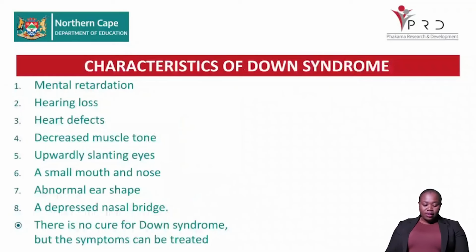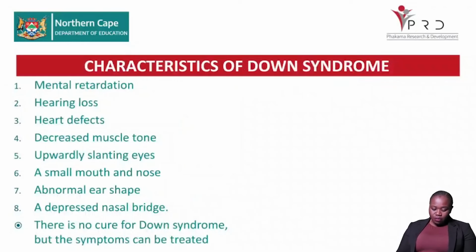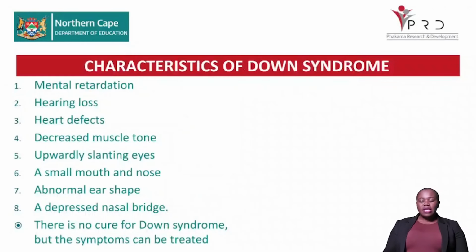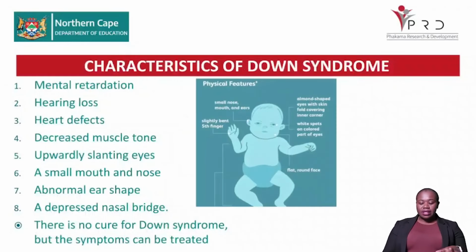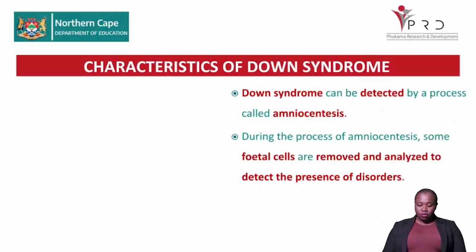And you must also note that there is no cure for Down syndrome. However, some of the symptoms can be treated, but the individual will not be cured of the Down syndrome. So there is a diagram that is indicating some of the physical features of that individual with Down syndrome.